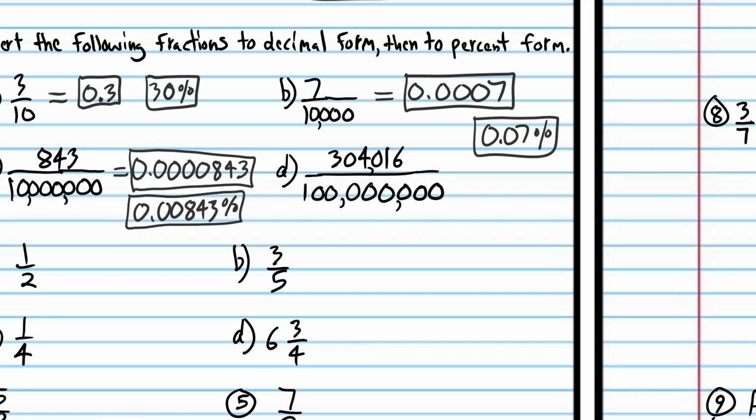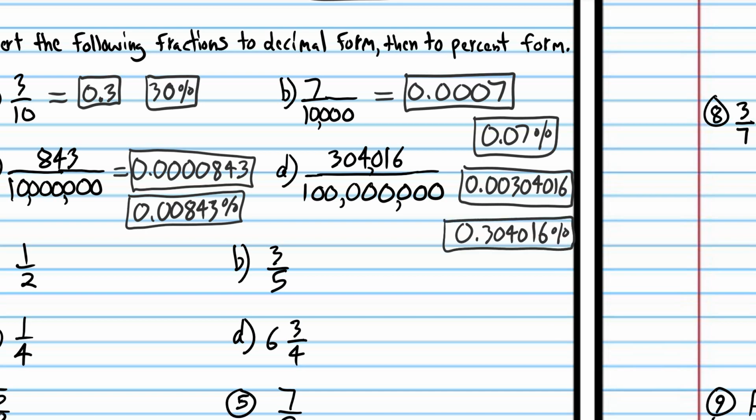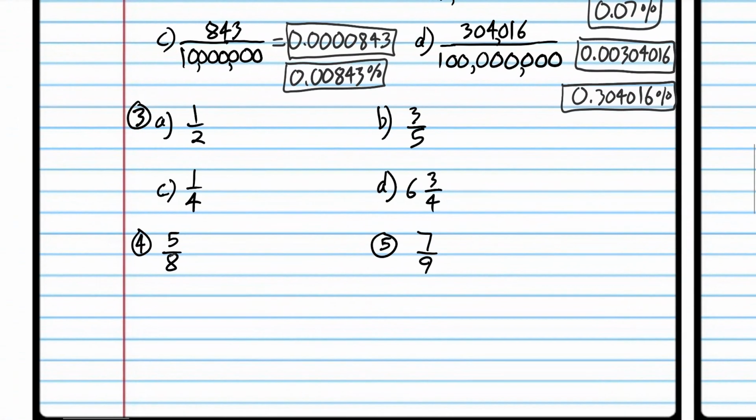All right, so 0.10ths, hundredths, thousandths, 10,000ths, 100,000ths, millionths, 10 millionths, and 100 millionths. So that's correct. So move the decimal 2 places over and you have 0.304016%. All right, so if you got those answers, good job.